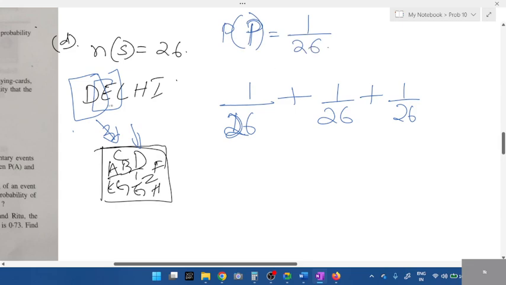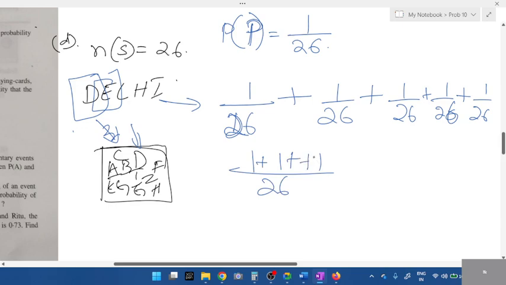But if there are multiple words like this, this is the actual concept. For L there is 1 by 26, and for I also 1 by 26. What's the LCM? Denominator is the same for all, right? Numerator, what do you get? 1 plus 1 plus 1, how many times? What's the answer you get? 5. This is the actual concept.